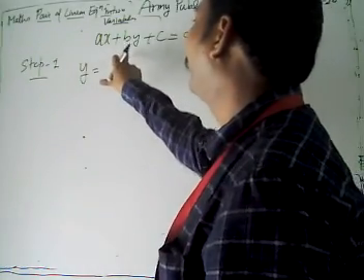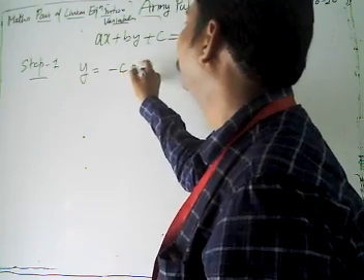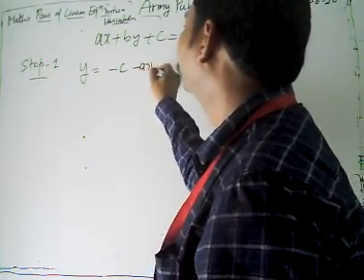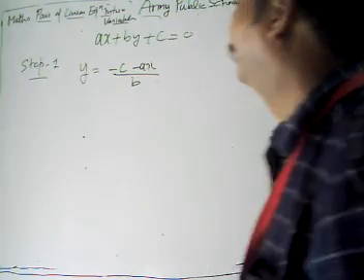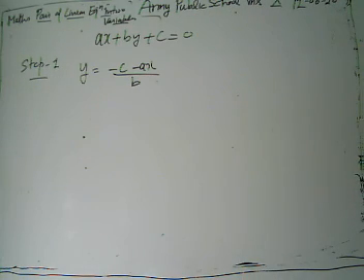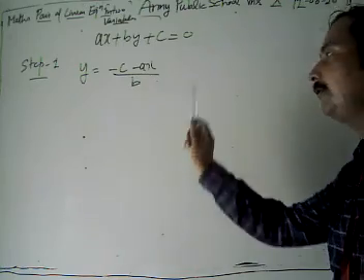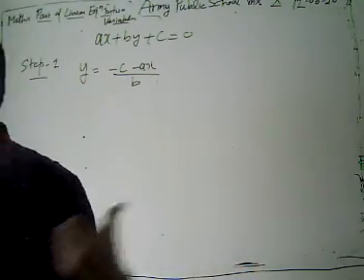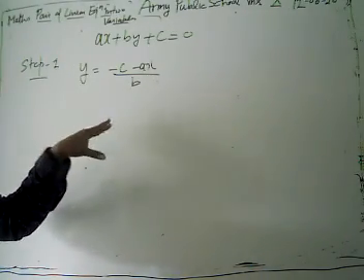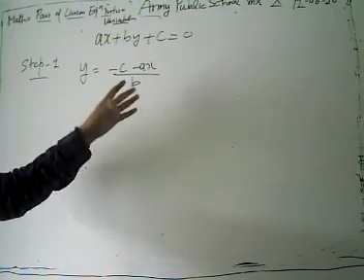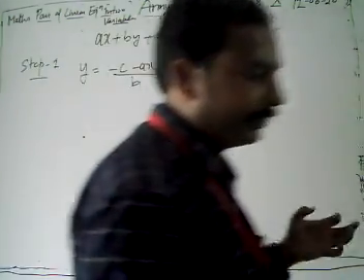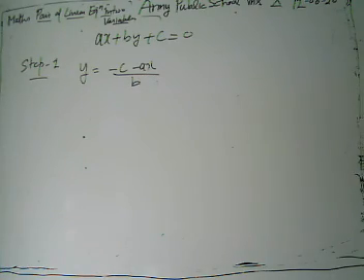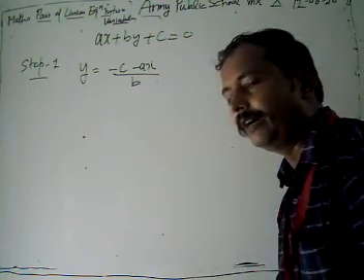How can we get the value of y? y equals minus c minus ax, divided by b. In the first step, we express one unknown quantity in terms of the other. Here I express y in terms of x. You are also free to express x in terms of y. So in the first step, we express one unknown quantity in terms of another variable.